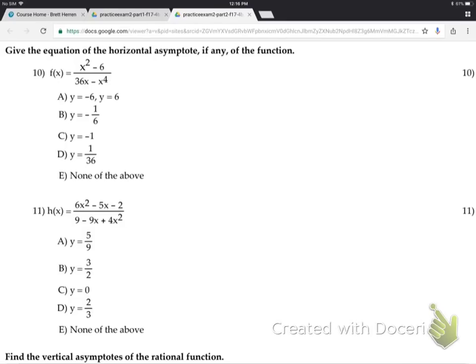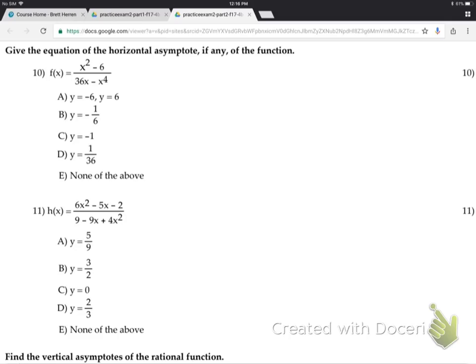All right. Horizontal asymptote. So can you find the horizontal asymptote of number 10 there? We've got 35 minutes. I'm going to have to pick up the pace a little bit.